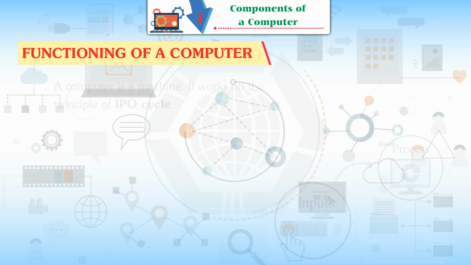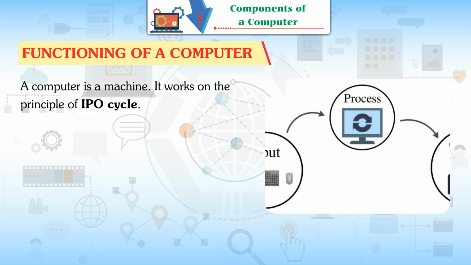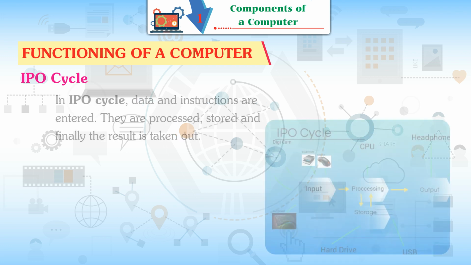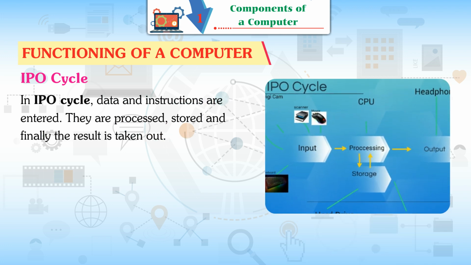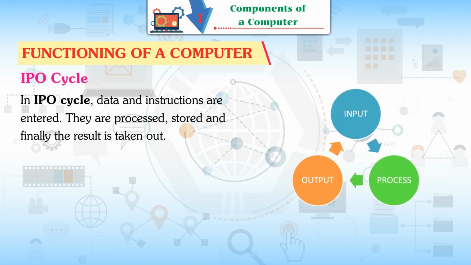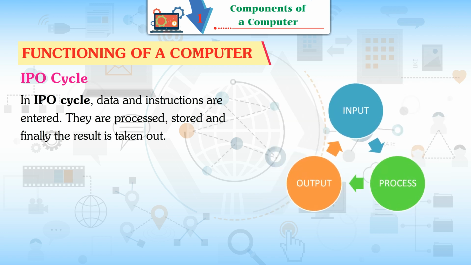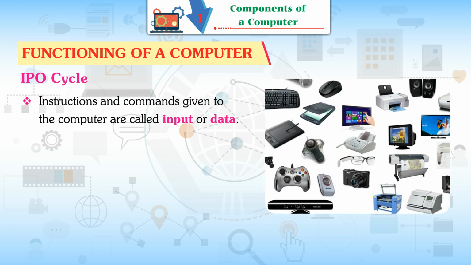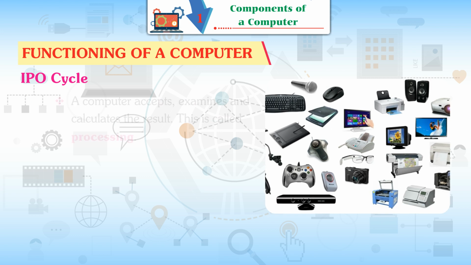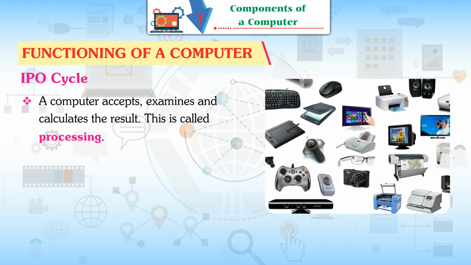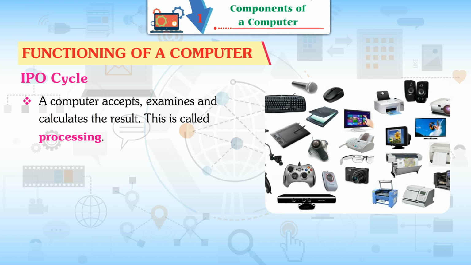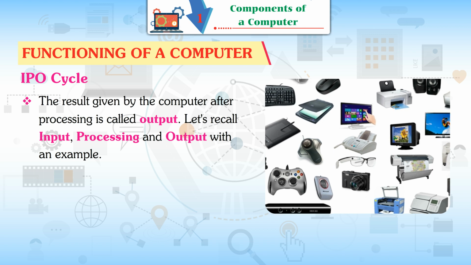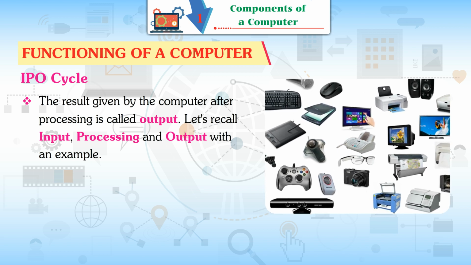Functioning of a computer. A computer is a machine that works on the principle of the IPO cycle. In the IPO cycle, data and instructions are entered. They are processed, stored, and finally the result is taken out. Instructions and commands given to the computer are called input or data. A computer accepts, examines, and calculates the result. This is called processing. The result given by the computer after processing is called output.